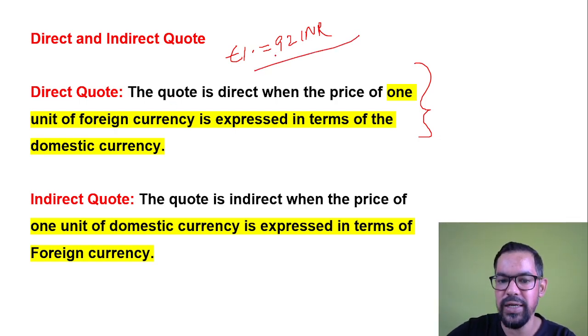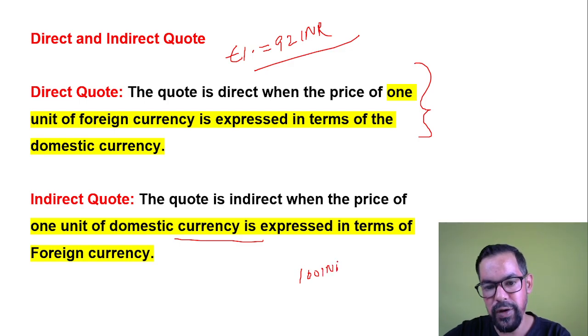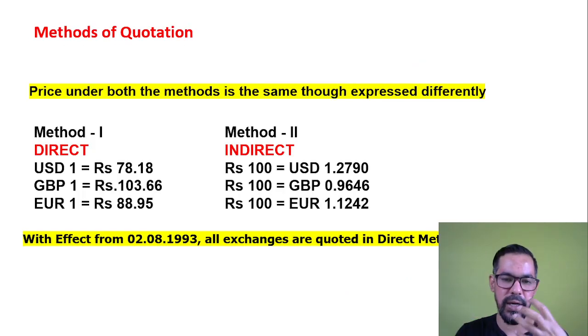Indirect: the quote is indirect when the price of one unit of domestic currency is expressed in terms of foreign currency. As I mentioned, let's say for 100 INR, you need to pay 1.11 US dollar. So this is generally known as your indirect quotation. When you trade in the market, you'll find these kinds of terminologies, so do remember. I'll give you an example as well.